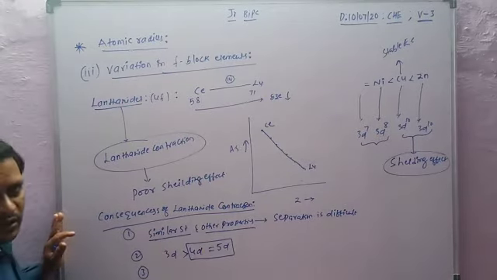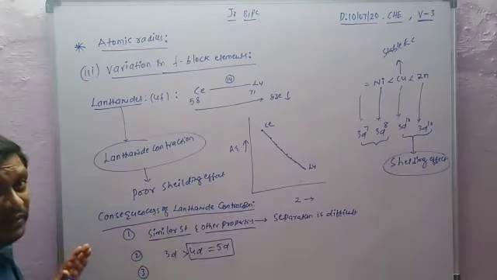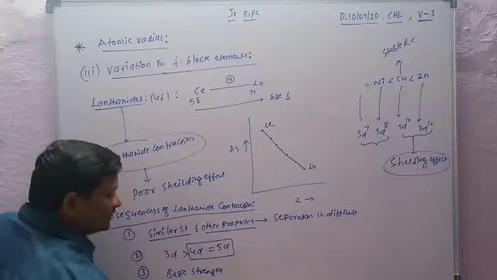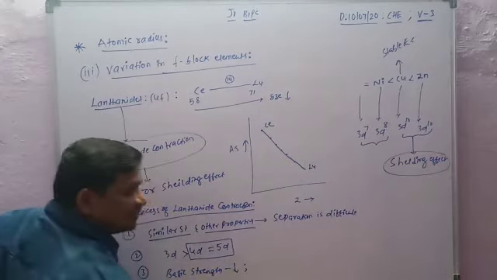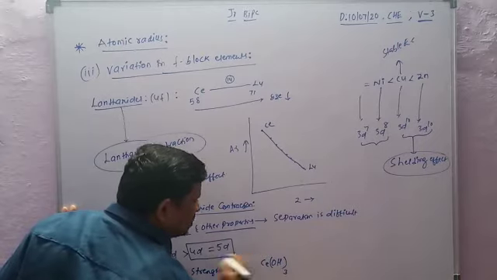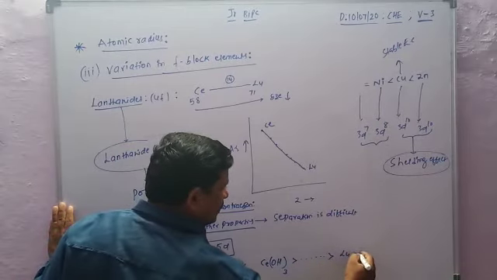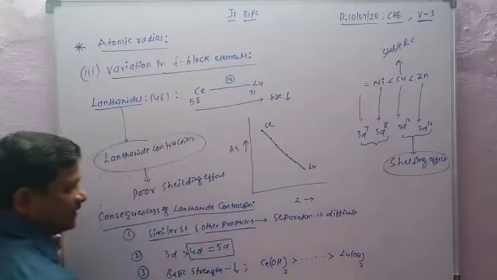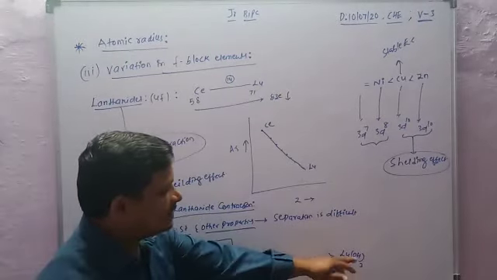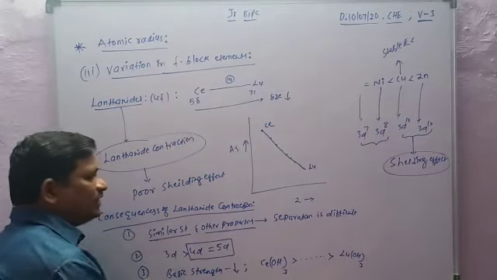Next, the third consequence: due to lanthanide contraction, the basic strength of lanthanides decreases from left to right. Basic strength decreases from cerium hydroxide, Ce(OH)3, to lutetium hydroxide. Cerium hydroxide has less covalent nature, and lutetium hydroxide has more covalent nature. So covalent nature increases from left to right, and basic strength decreases due to the lanthanide contraction.